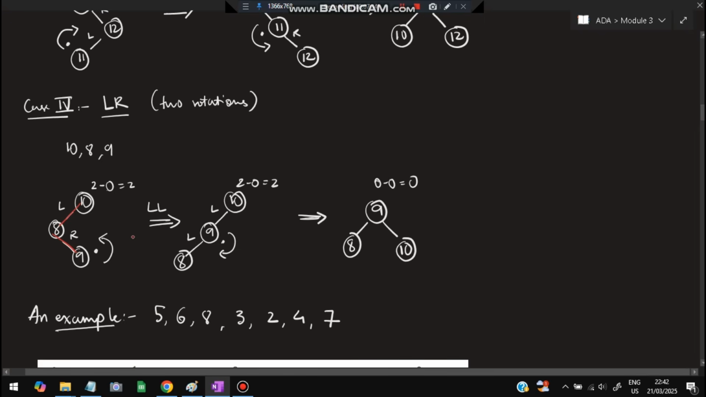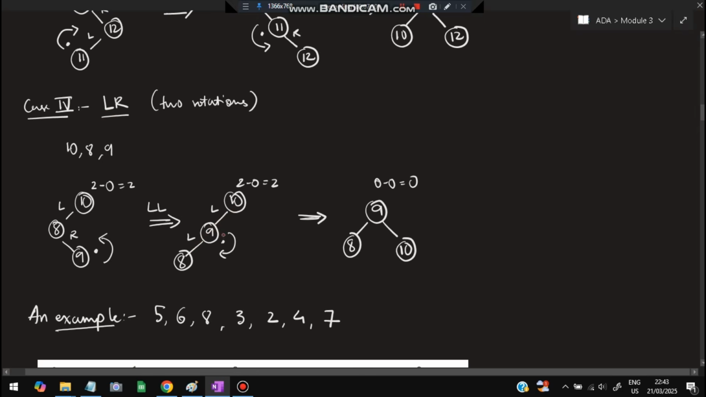Okay, now what we'll be doing, in this case, if it is LR, what you have to do is push 9 in between these two. Okay, the reverse thing. If you push 9 in between these two, it will become an LL tree. Okay, because it is LR, right? So first we have to take into consideration L. So LR will become an LL tree.